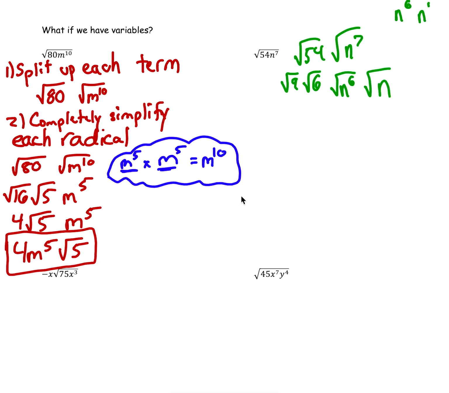So radical 9 is 3. Radical 6 stays radical 6. Radical n to the 6th: how do I get n to the 6th? By multiplying the same value by itself, n to the 3rd times n to the 3rd. So that would be n to the 3rd. And then radical n, we can't do anything there, it stays radical n. Let's write everything outside of the radical out in front. So that would be 3 n to the 3rd. And then what's inside the radicals? You can just multiply them together under one radical, times 6n. It's kind of like the reverse of step 1, splitting them up. You can also write them under that same radical.